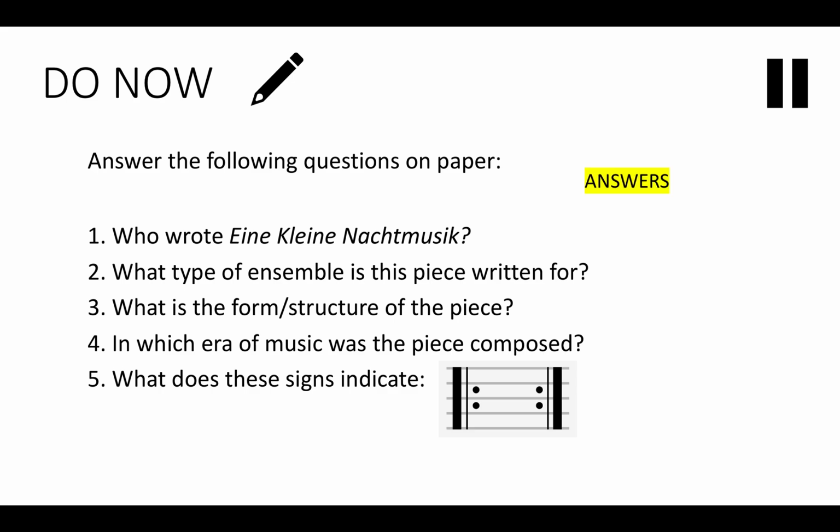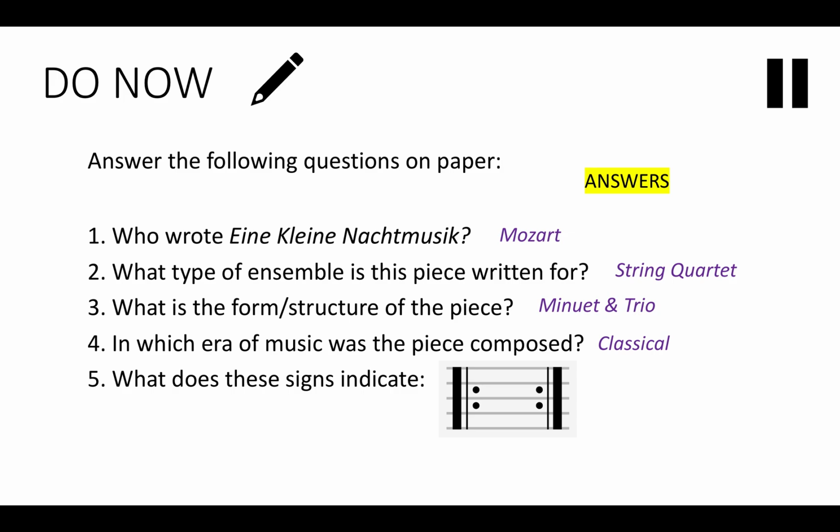So, who wrote Eine Kleine Nachtmusik? Well, there was a little bit of a clue on the previous slide. It is Wolfgang Amadeus Mozart, who was born in 1756. The type of ensemble that this piece is written for is a string quartet: violin 1, violin 2, viola and a cello. The form and structure of the piece is minuet and trio that we looked at last lesson. And the era was the classical era.